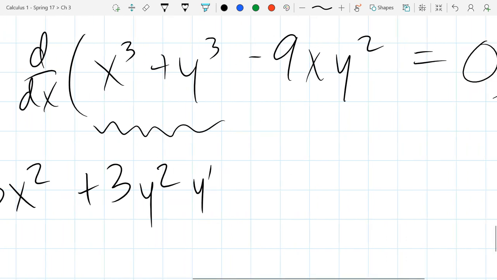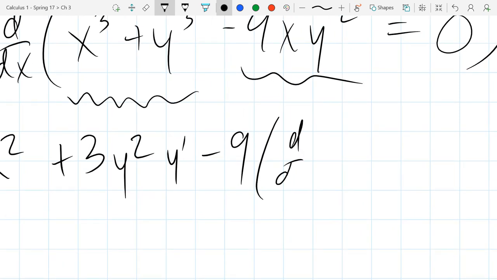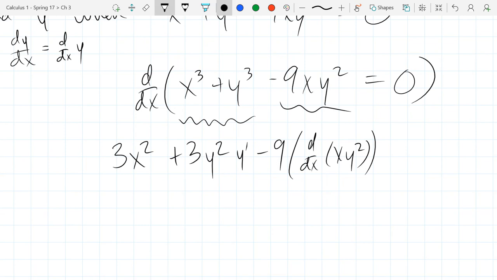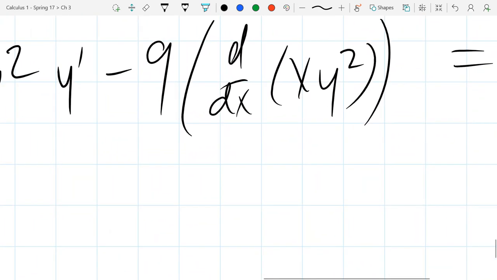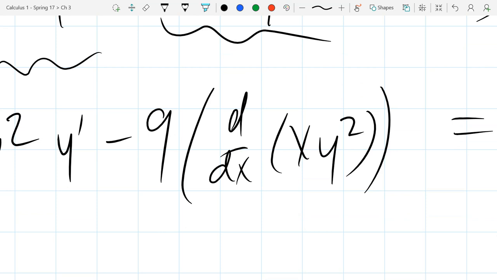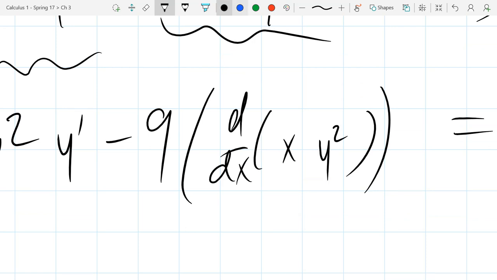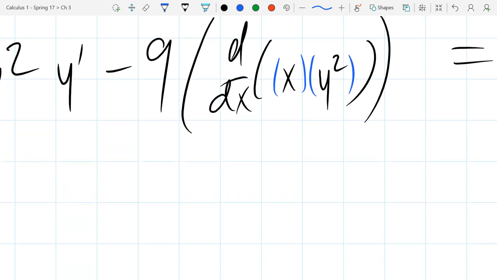Now we have to do the product rule right here. So let's bring the 9 outside and we'll write it as d dx of xy squared. What is the x derivative of 0? 0, so that was easy. Any derivative of any number is going to be 0. So let's deal with this product rule right here. If we over parenthesize, it looks like we already did, but I'll go even further. So we have x, y squared. So that's the derivative that we're trying to find.